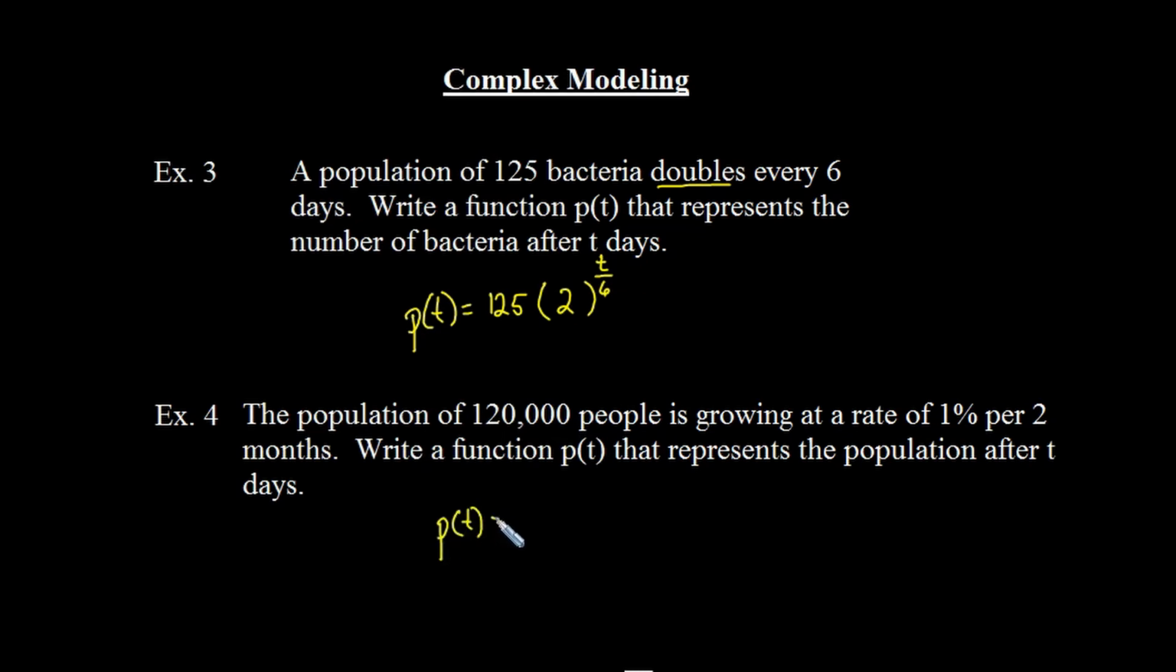So once again, we'll take p of t, we'll take our initial population, which is 120,000. That initial value always just sits out there on the front. That's where it goes. And the growth rate this time is going to be 1 plus, and we're going to convert that percent to 0.01 so that we can have our growth rate correct here. And that is going to grow after 2 months. So take the number of months, divide it by 2, and then we can simplify that down if we want to: 1.01 to the t over 2.